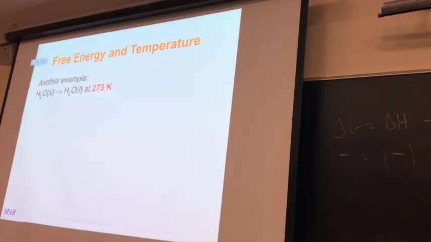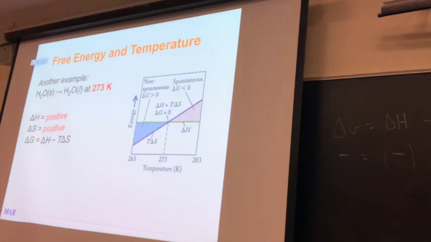Here's another example that's maybe a little bit more obvious: ice going to liquid at the freezing point of water, which is 0 Celsius or 273 Kelvin. There's literally a threshold at 273 Kelvin, all right? Less than freezing, of course, you're more likely to have the ice. And greater than 273, you're more likely to have the liquid. So depending on the temperature, you're going to have a negative delta G above freezing for the ice going to liquid because it wants to occur.